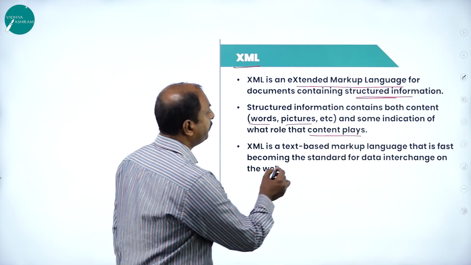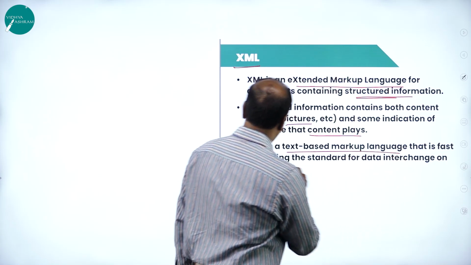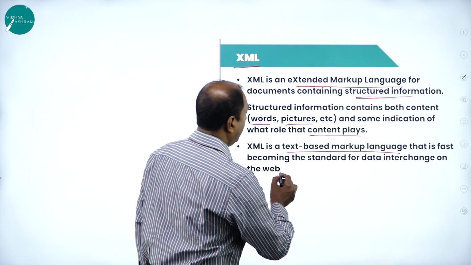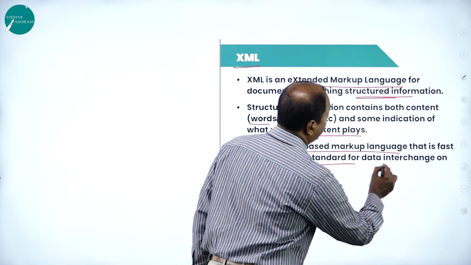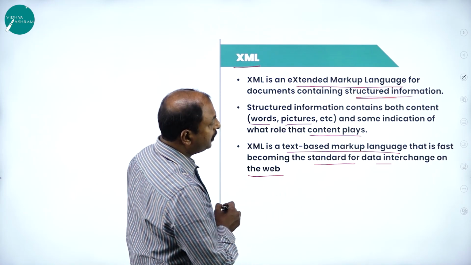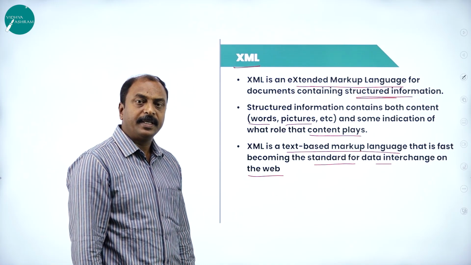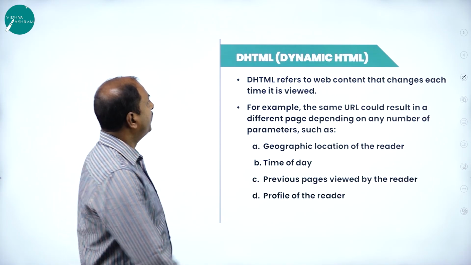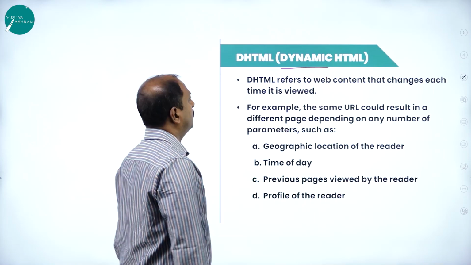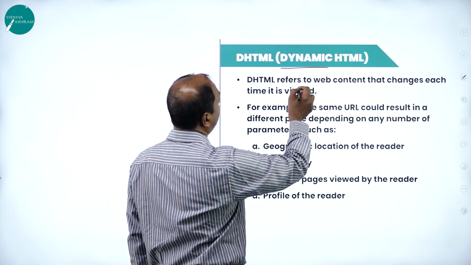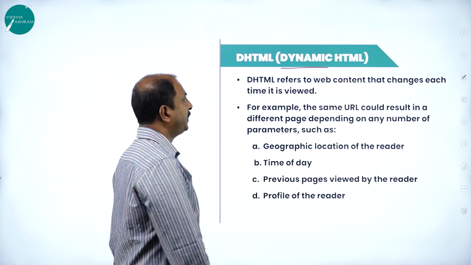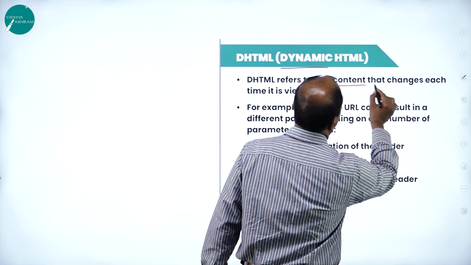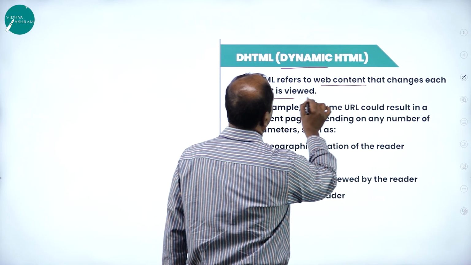Now it is a text-based markup language. XML is a text-based markup language that is fast and the standard for data interchange on the web. Now XML is a standard language for website development. Next one is DHTML, Dynamic Hypertext Markup Language. It refers to web content that changes each time it is viewed.